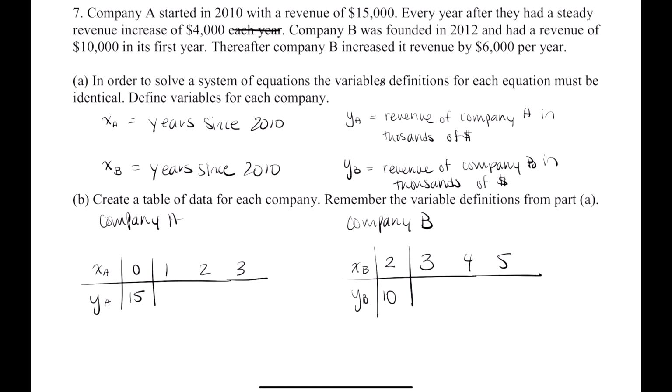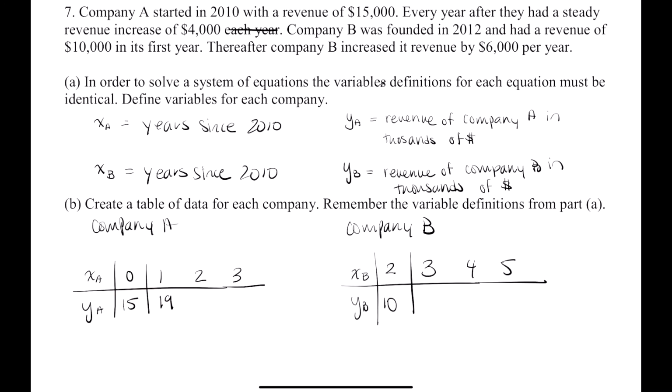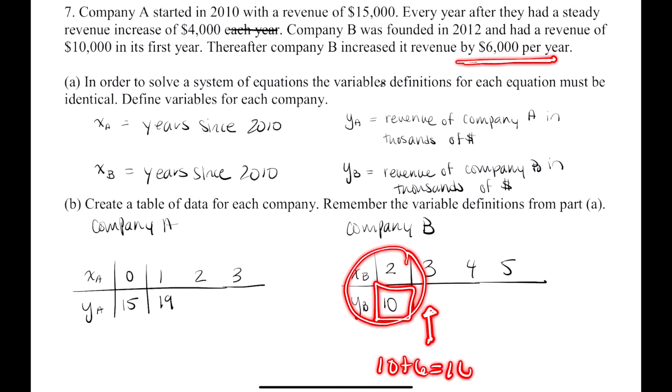So each subsequent year, Company A increased its revenue by $4,000 each year. So in year 2010, when they were founded, they had a revenue of $15,000. That means in the second year, they had 15 plus 4 equals $19,000 revenue. Similarly, for Company B, they were founded in 2012 with a revenue of $10,000 and increased their revenue by $6,000 each year. So for the second year the company was around, which is 2013, they would have 10 plus 6 equals $16,000 in revenue.